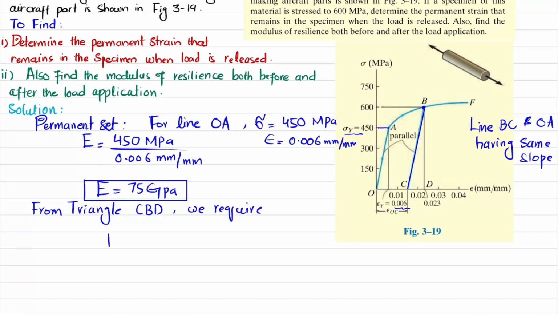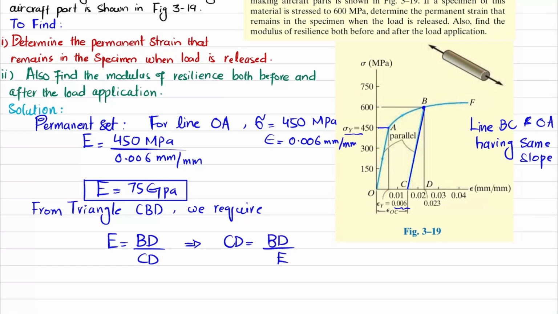And we can also write that E for this will be equal to stress, which is 600, and strain is this one. Clear? Which is CD, which is not known. So I can write it will be equal to BD divided by CD. So from here we are interested to find out CD. So CD is equal to BD divided by E.